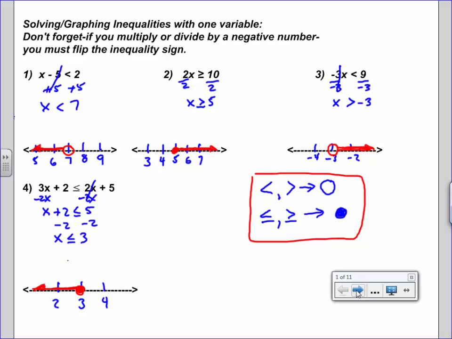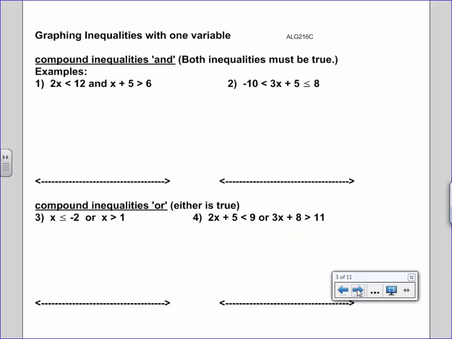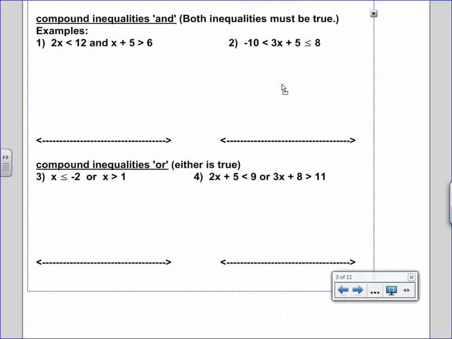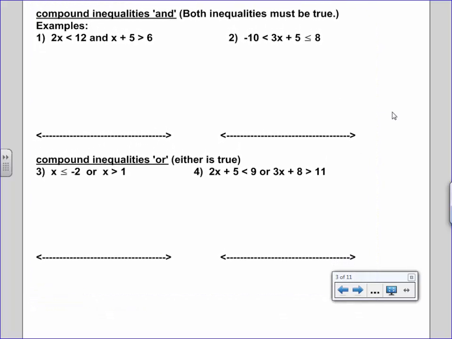Okay, now we'll take a look at those and or problems. Compound inequalities with and first, which means both inequalities must be true. So what we'll do is we'll solve each of these individually. Divide by 2, x is less than 6, and we'll go over here and solve this one. x is greater than 1.